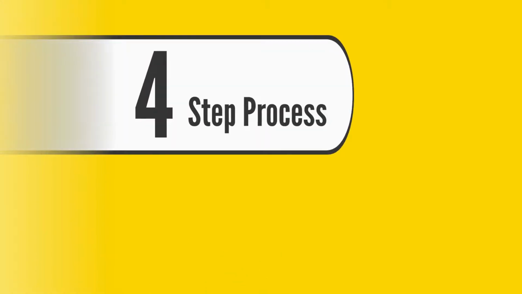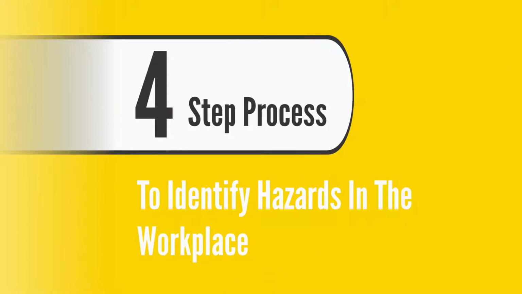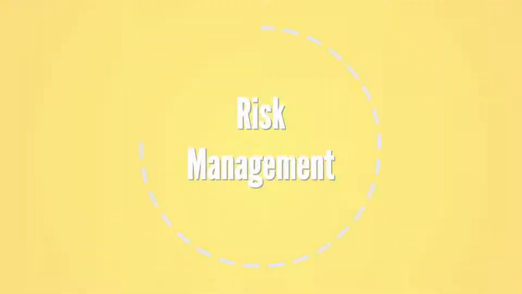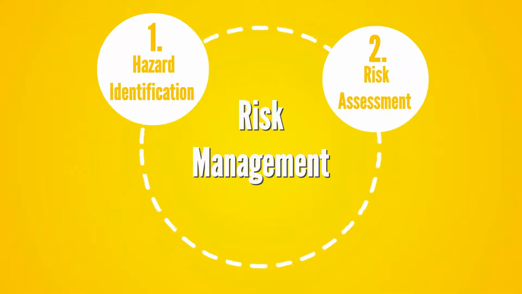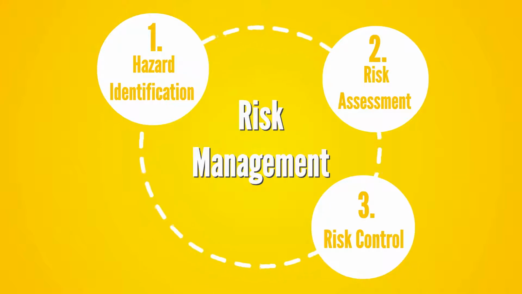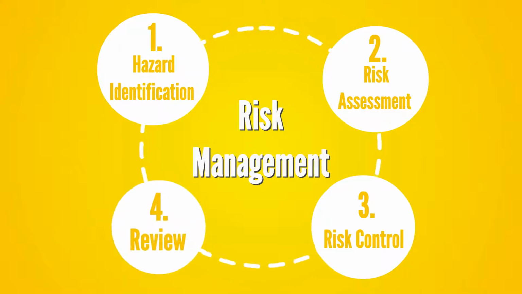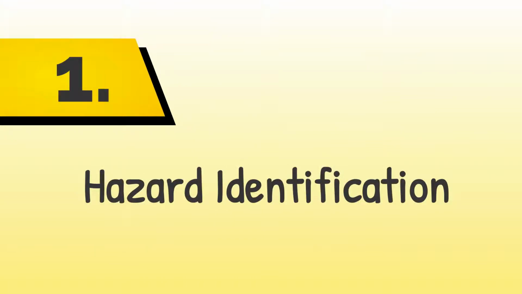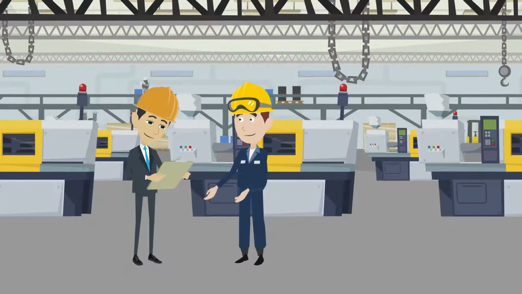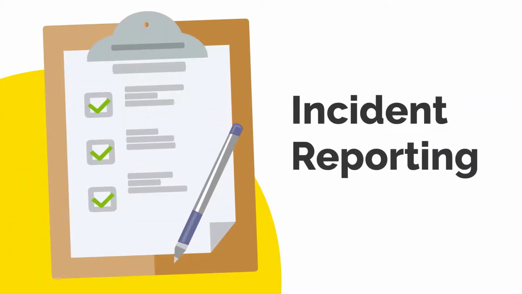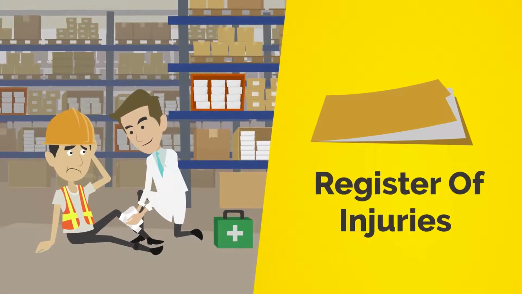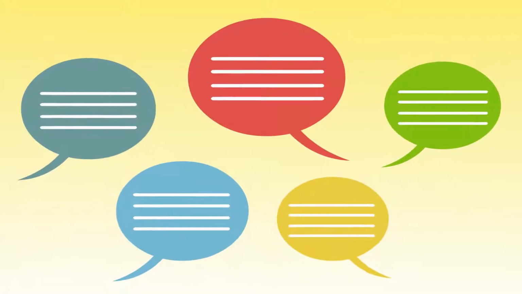Risk management is a four-step process to identify hazards in the workplace. 1. Hazard identification. 2. Risk assessment. 3. Risk control. 4. Review. Step 1. Hazard identification. Hazards can be identified through workplace inspections, incident reporting, register of injuries, feedback from employees.